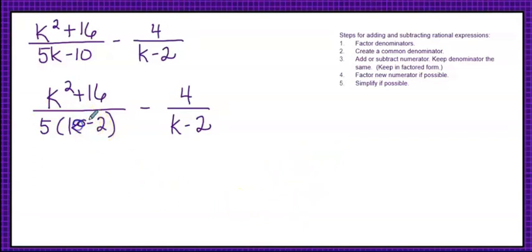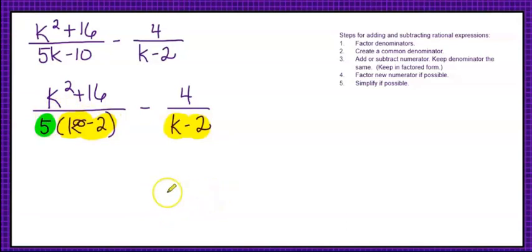So I'm going to highlight, maybe, what these two denominators have in common. They both have a k minus 2. And then I'm going to highlight in different colors what they don't have in common. Well, this one has a 5 and this one doesn't have anything else. Okay, so my common denominator is this, 5 times k minus 2. It's the green and the yellow.